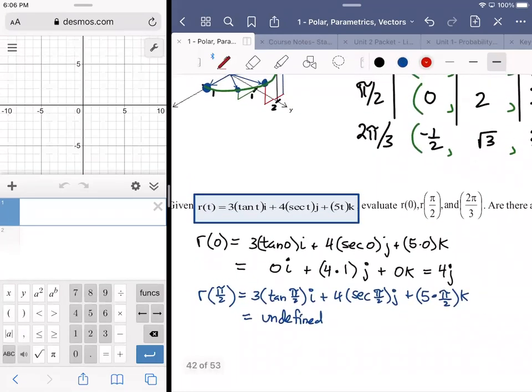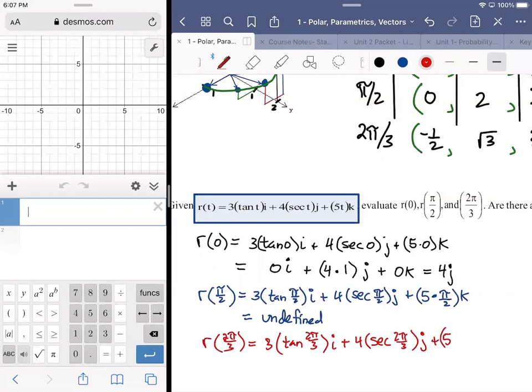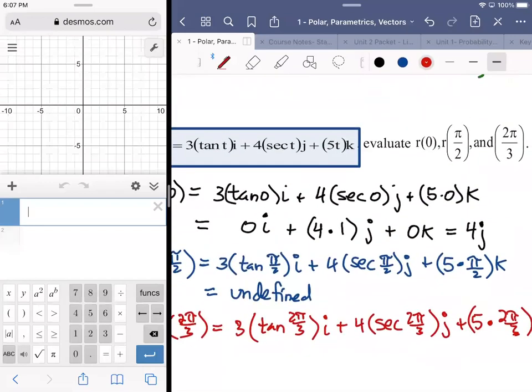All right, so the last part of the problem, 3 tangent 2 pi over 3 i plus 4 secant 2 pi over 3 j plus 5 times 2 pi over 3 k. So the result is going to be based off of whatever these compute out to be. All right, obviously. Let me just clean that up.